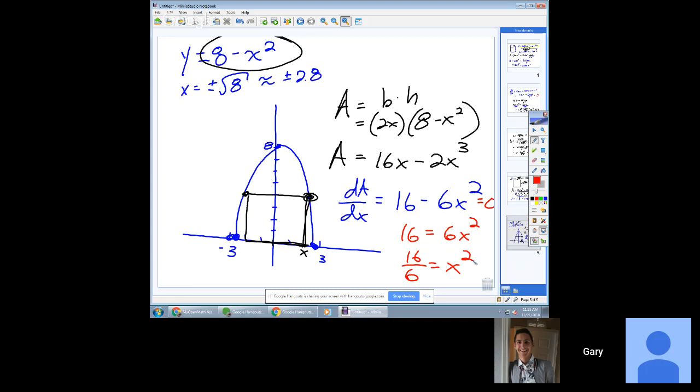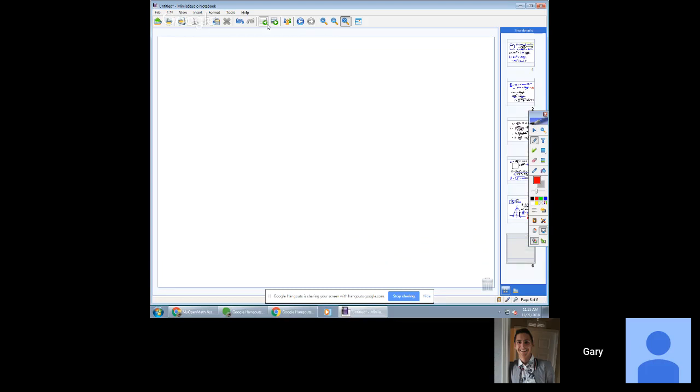And take the square root. So I'm going to need a new page for that. So what's that going to be? The square root of 8/3. Now technically it's plus or minus the square root of 8/3. But I'm just considering x to be the positive version of the number, so I don't really need the minus.